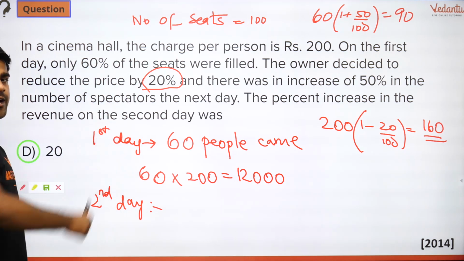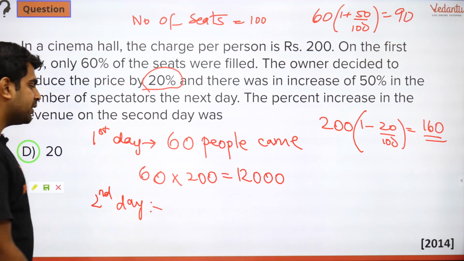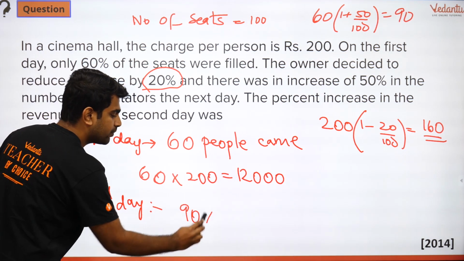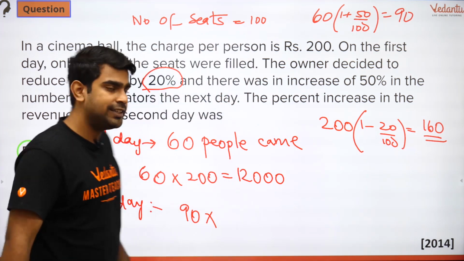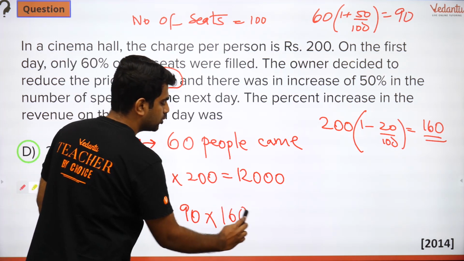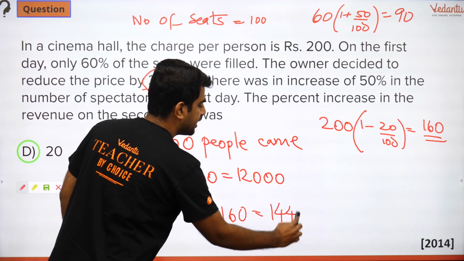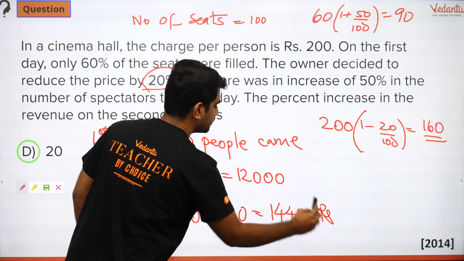His smart choice made sure that 90 people came today. So 90 people came and each person paid 160. So the total price or revenue is this much.